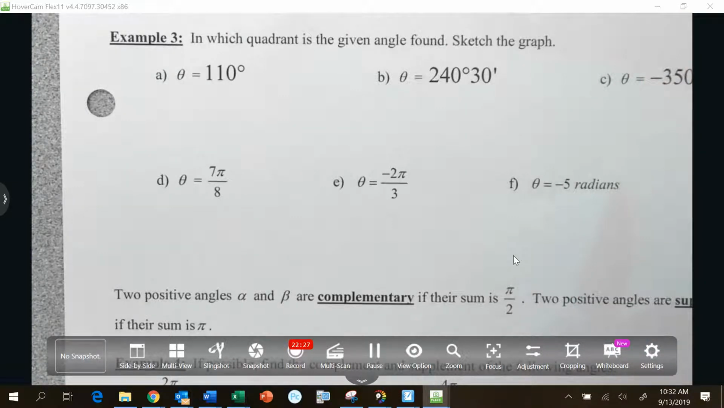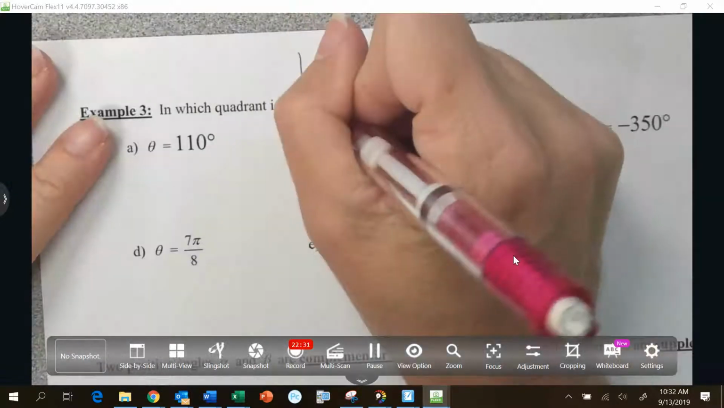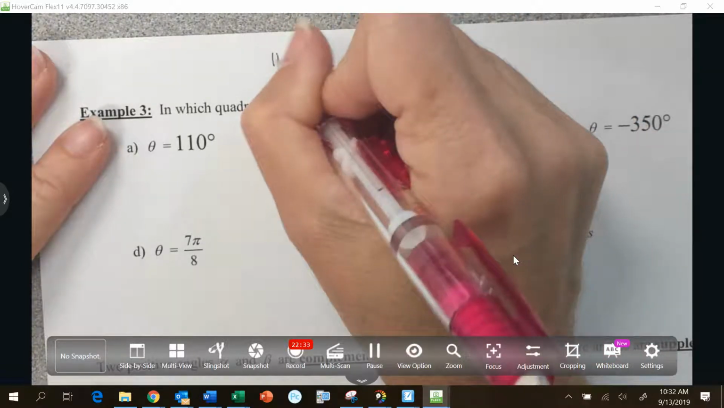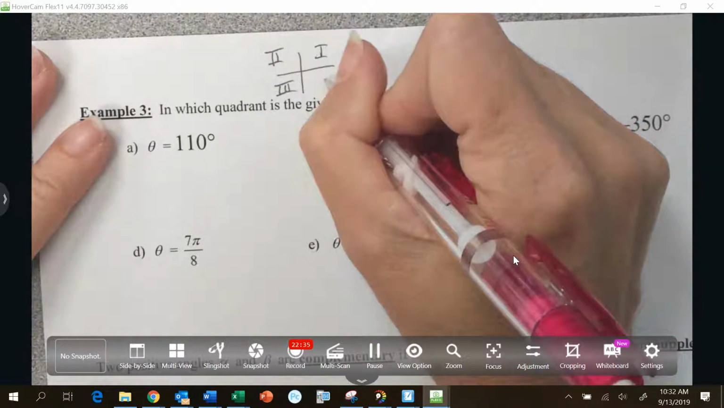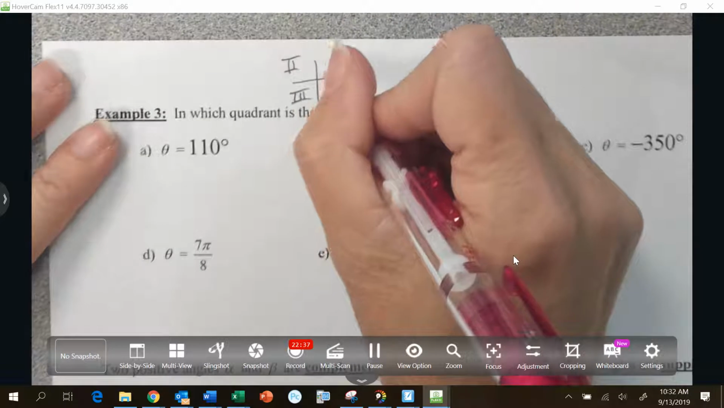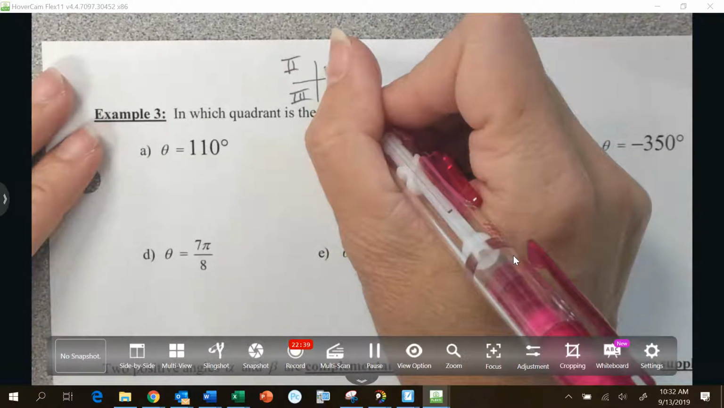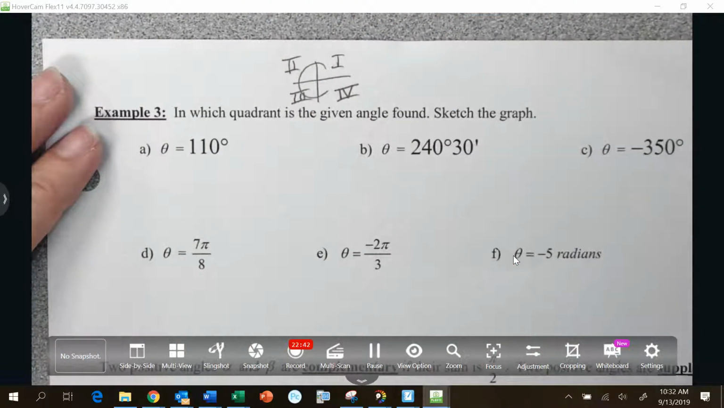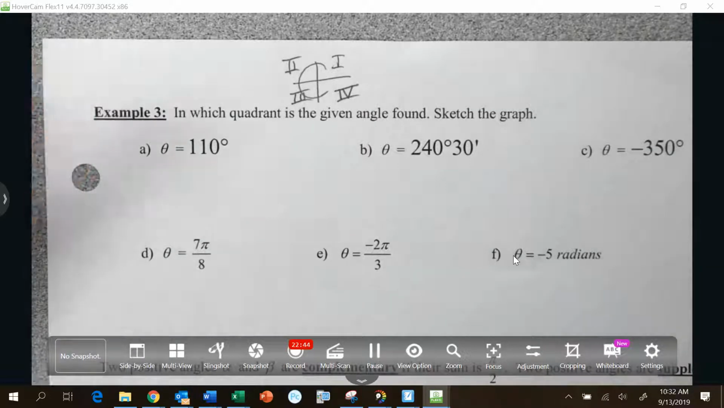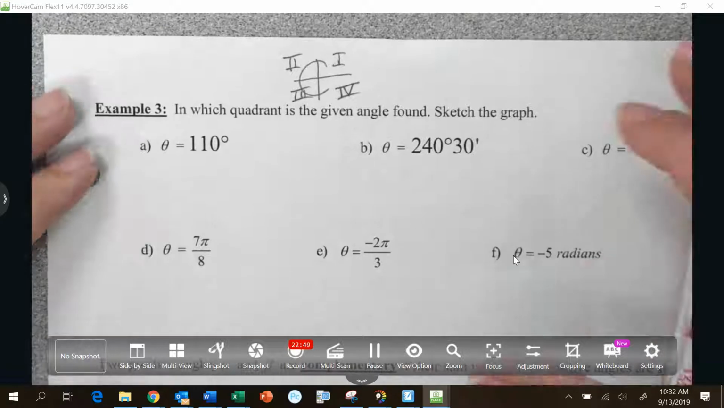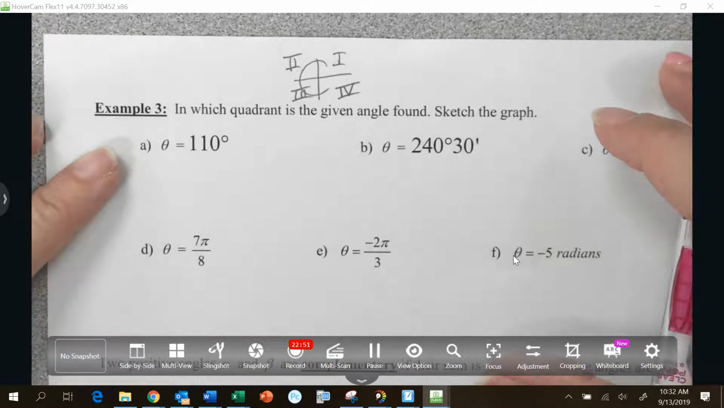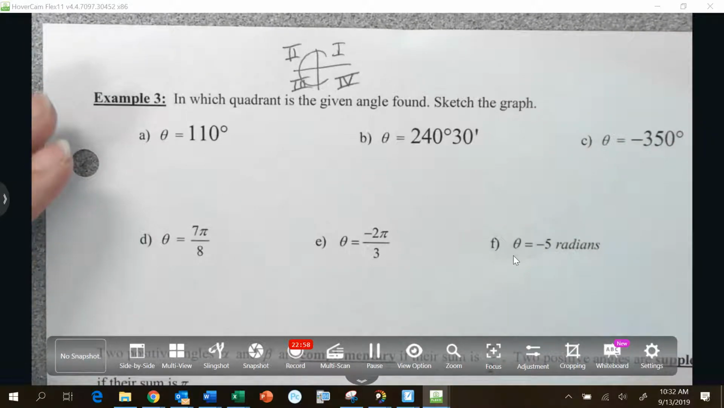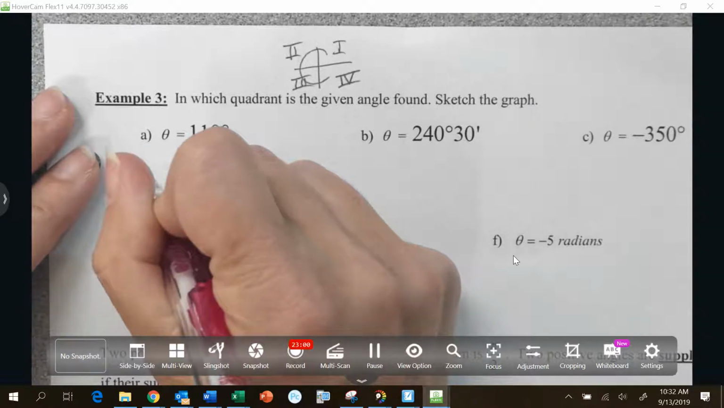So which quadrant is the angle found? I went over earlier that the quadrants 1, 2, 3, and 4 go counterclockwise. Somebody told me that it makes a C for coordinate plane, I guess. I don't know. You just have to draw 110 degrees and sketch it, draw it and say which quadrant it's found in.